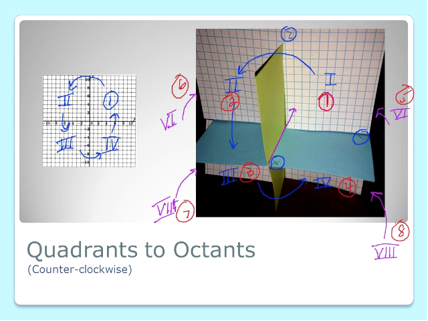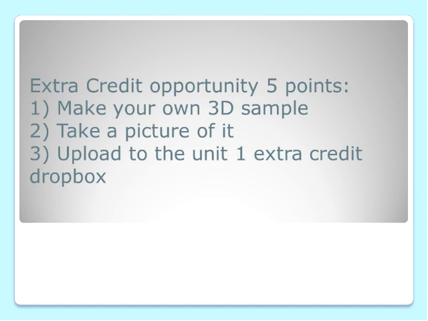Okay? Everyone see we have 8 octants. Instead of 4 quadrants, instead of 4 sections, we have 8 sections. And we're going to identify points, noticing which octant they're in. So let's try that now.